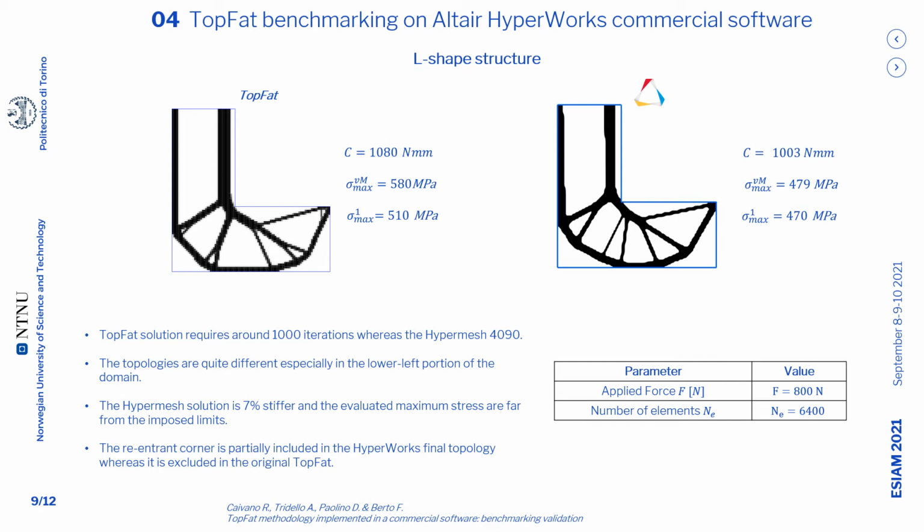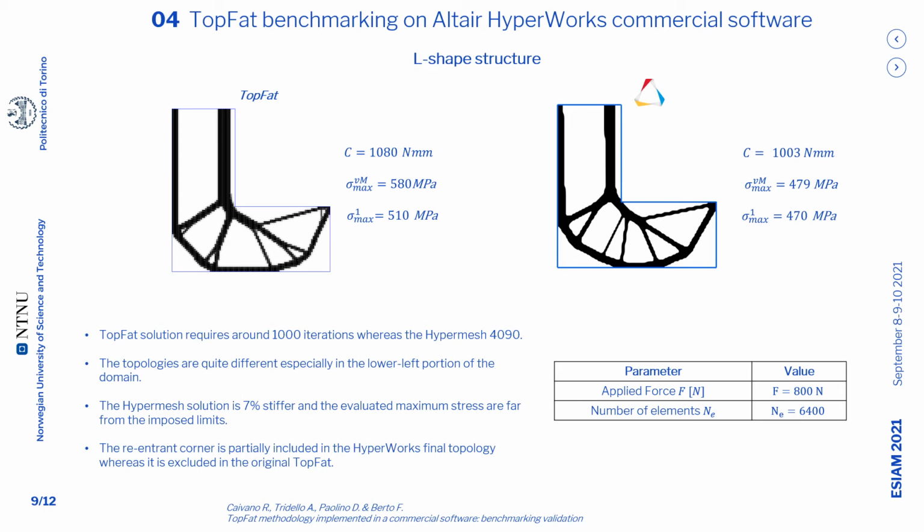The force in this case has an intensity of 800 newtons, and it is applied downward on the right upper corner. 6,400 second-order elements have been used. The TopFat solution is faster in reaching the convergence, but the two topologies are quite different, especially in the lower left portion of the domain.